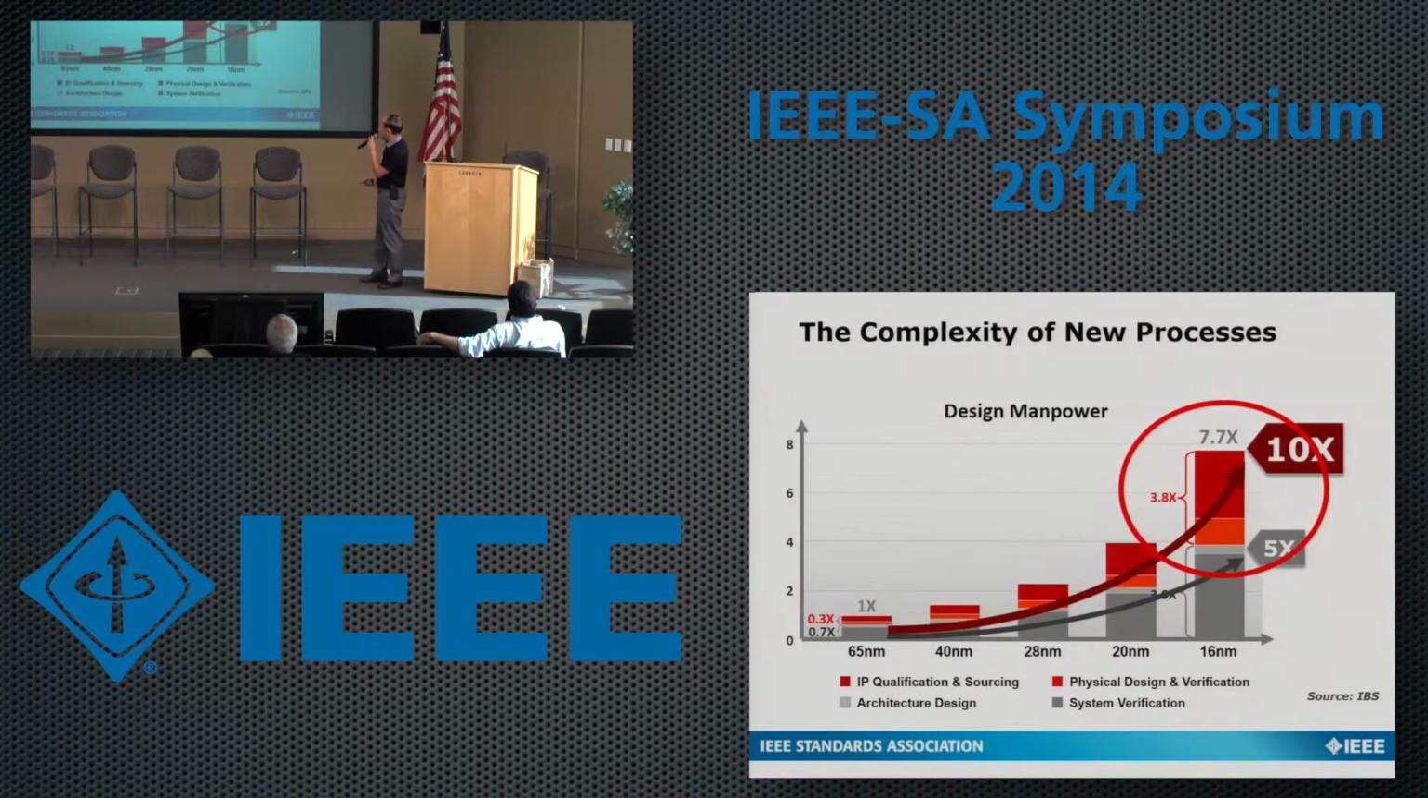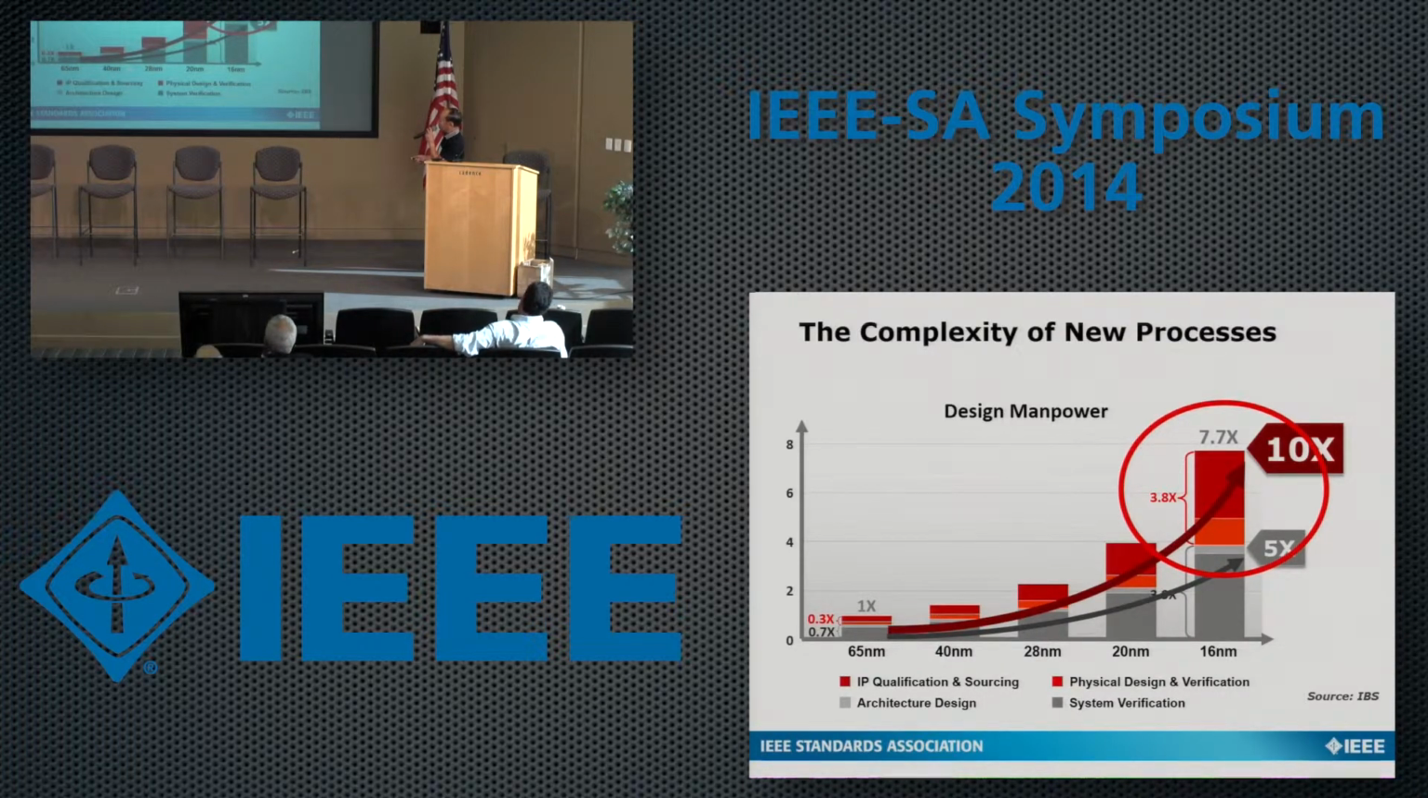Okay. So we already talked about the complexity of the process and the design. What I have here is a normalized chart of the design manpower, the design effort. It's broken up into a bar with four colors. The grayish one is system verification and architectural design. Those always take a good chunk of time, and back at 65 nanometer, they take about 70% of the total. The last two boxes in red are physical design and IP qualification and sourcing, which take about 30% of the time. So totally it's 1x for 65 nanometer.